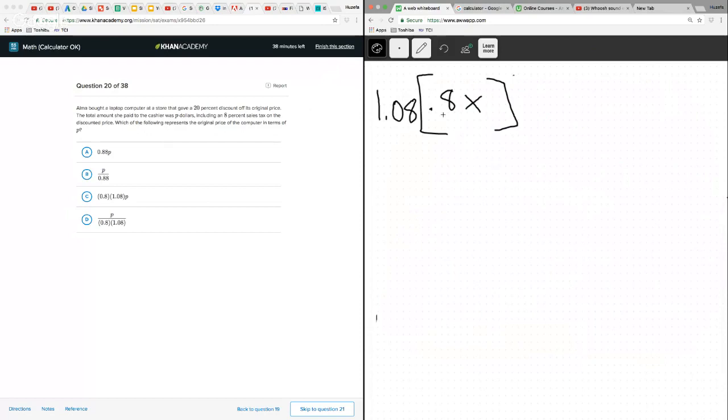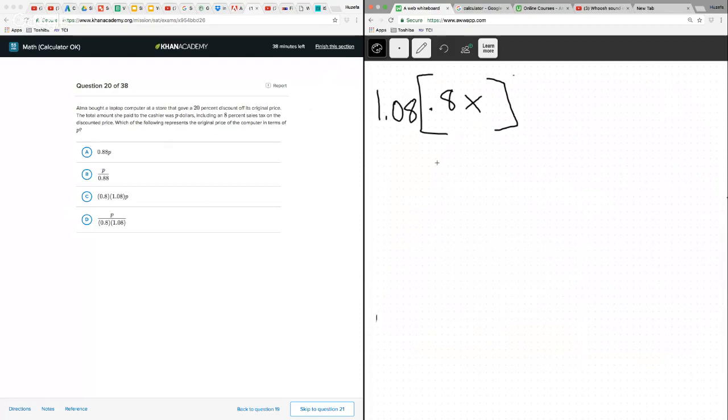So first I'm applying the discount. Let's say that the cost was $100. The discount then would be $80. But then she's paying 8% sales tax. So we have to not just multiply by 0.08, but by 1.08 to get the total price, because this includes the price. So this would mean she's paying $88.